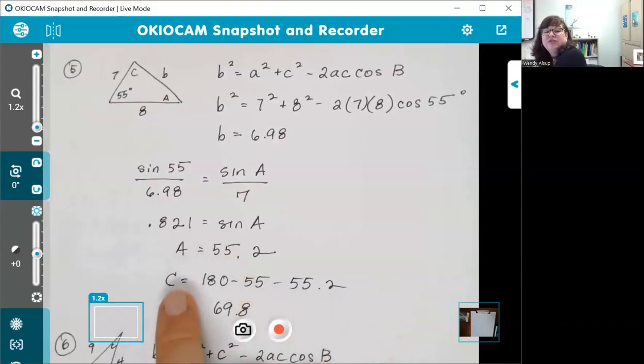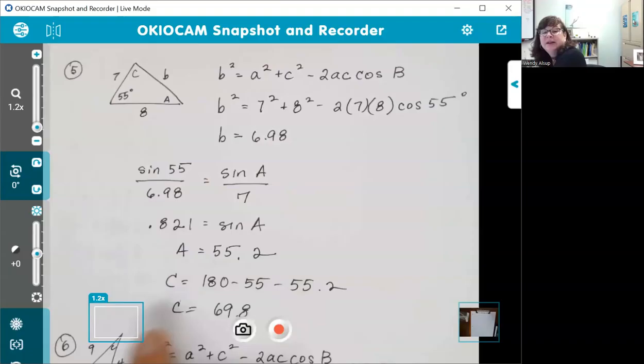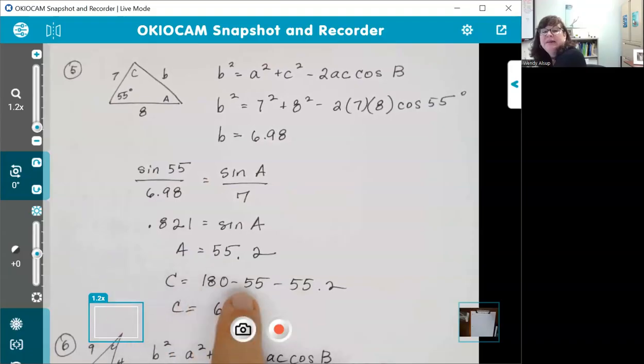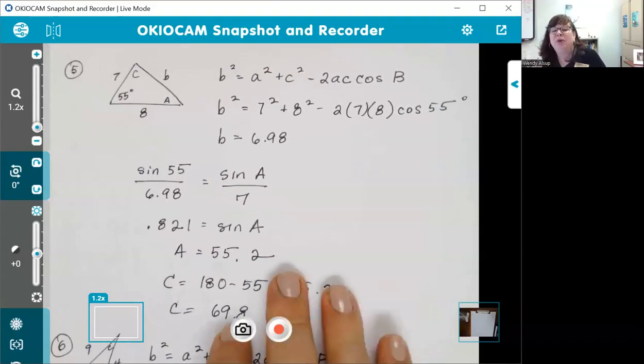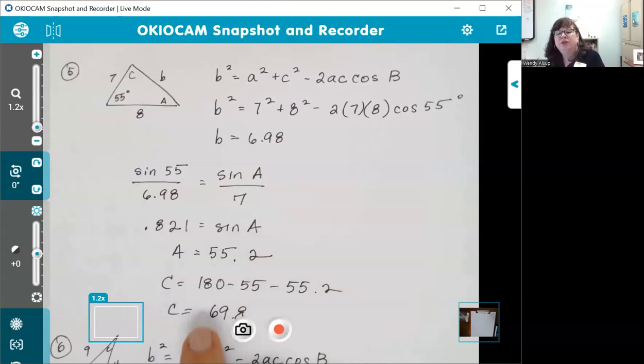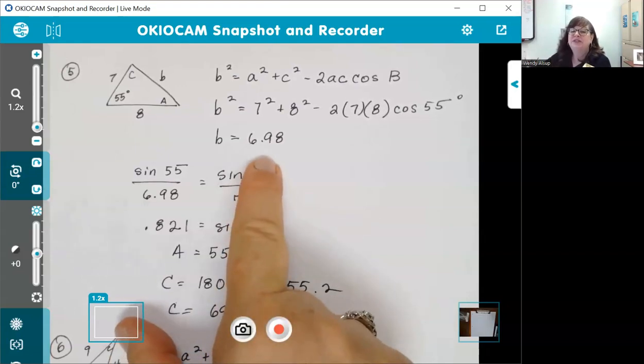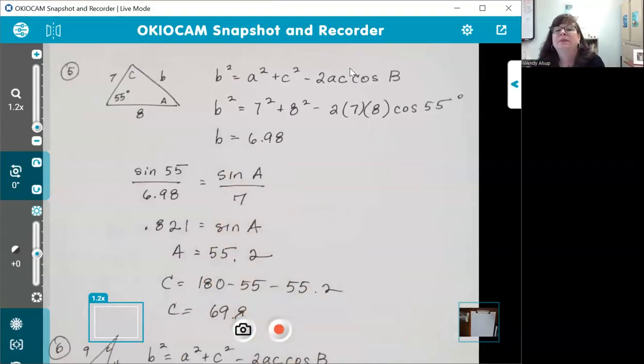At this point, I just used the fact that all three angles add up to be 180. So 180 minus 55 minus 55.2 left me with a C value of 69.8. They want your angles to 1 decimal place and your sides to 2 decimal places.